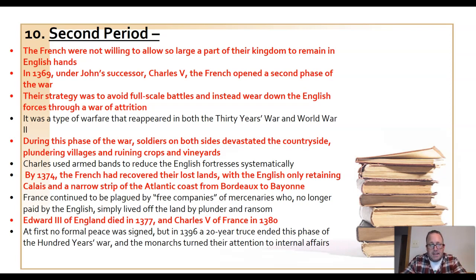We've seen that. There are many examples of that: the Thirty Years' War and World War II. In fact, the United States faced that in the Vietnam War. They were trying to kill all the Vietnamese, at least the northern Vietnamese, through a war of attrition.